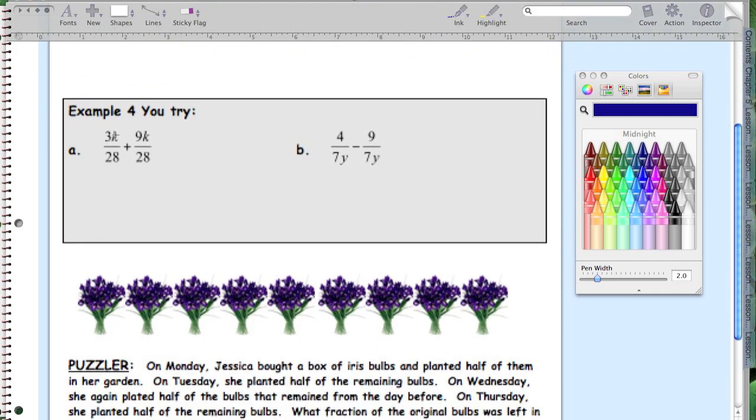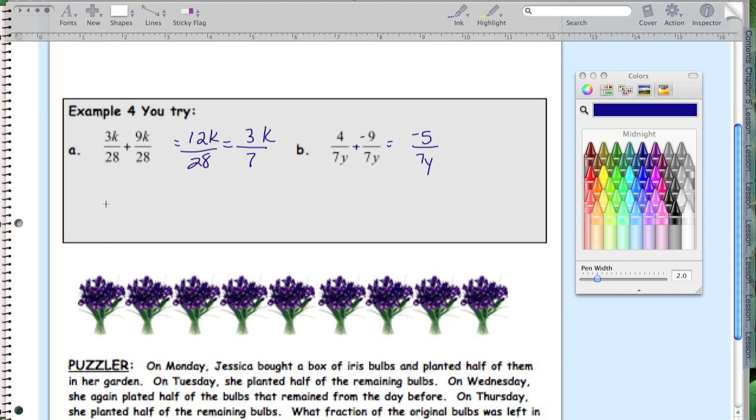Two more. 3k plus 9k is 12k, and we know that our denominator stays the same, 28. And I want to simplify 12 over 28, and I divide both by 4, and I get 3/7, keeping k in the numerator. And letter B, I'm going to make that plus a negative. 4 plus negative 9 is negative 5 over 7y, and nothing can be simplified, so we are done.